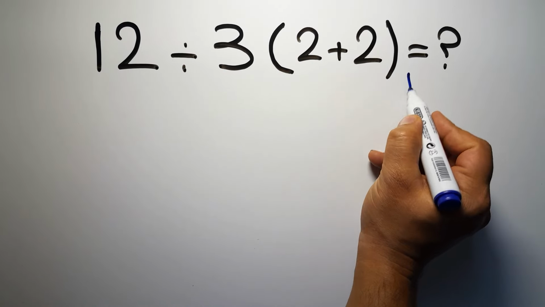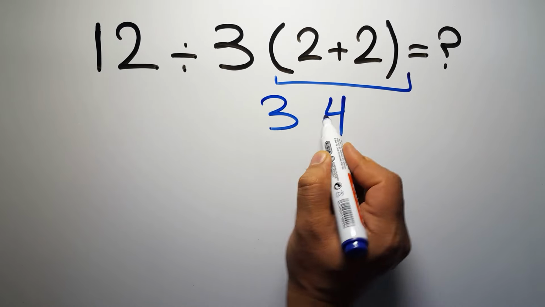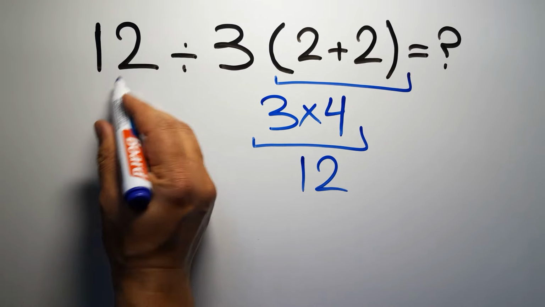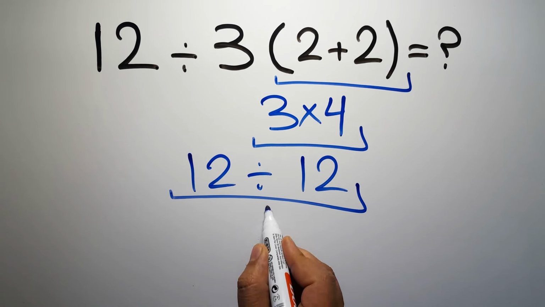2 plus 2 equals 4. And 3 times 4 gives us 12. So 12 divided by 12 is just 1.